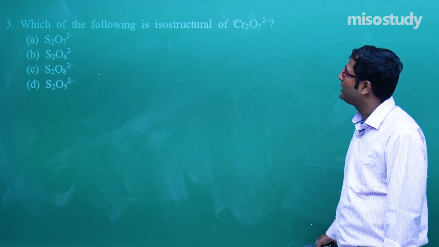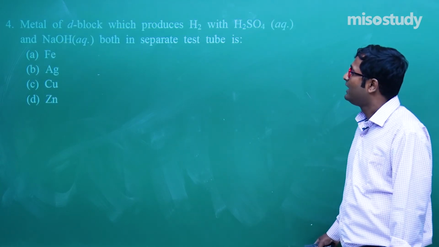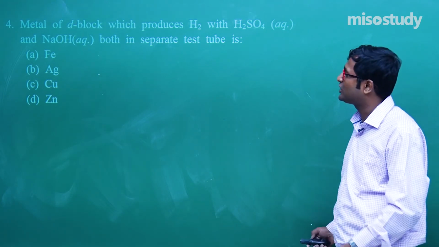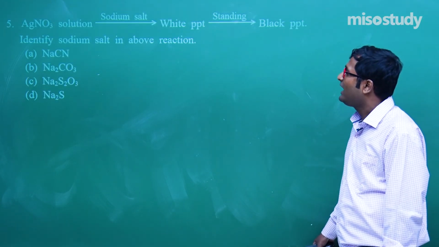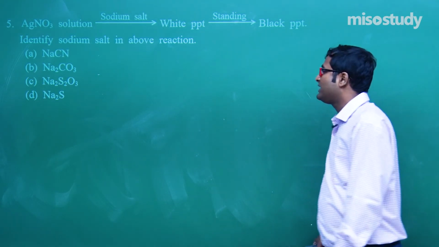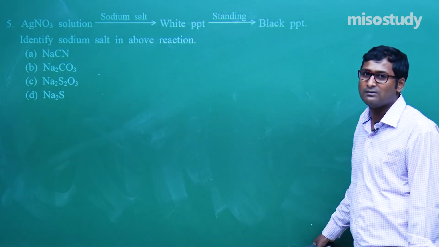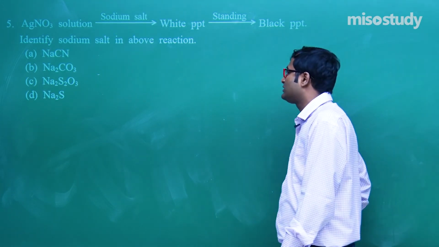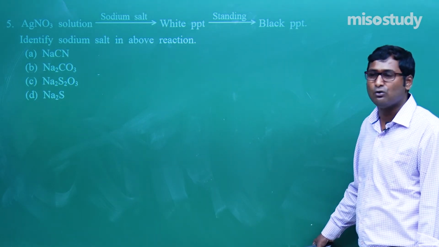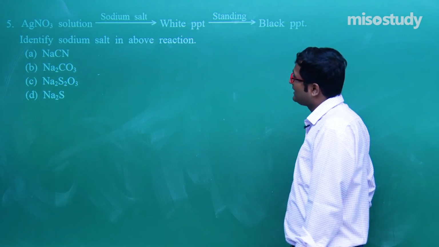Now for question number 3, isostructural, Cr2O7 2 minus, A is the correct option. Metal of d block element, as I know, Zn is the simple explanation. AgNO3, as I discussed, CN gives you a yellow ppt, Na2CO3 gives a pale yellow or white ppt, but on standing it dissolves, no color change. Na2S2O3 first gives a white ppt due to the formation of Ag2S2O3, and second it forms Ag2S. So C is the correct option.